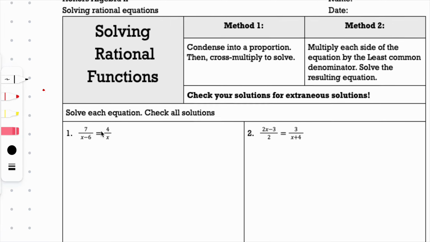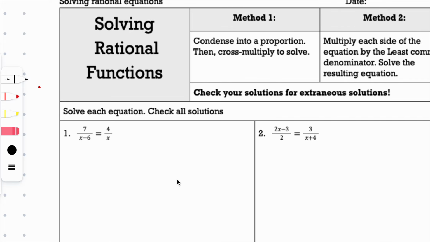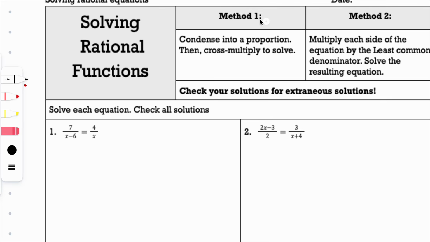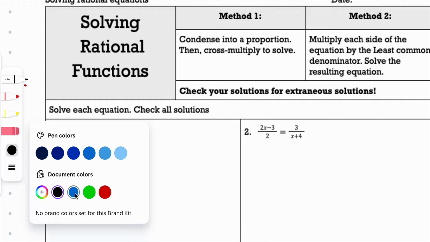Okay, so let's start with question 1. So we have 7 over x minus 6 equals 4 over x. And so how I'm going to decide whether I want to use method 1 or method 2 is based off of our denominators. So I'm going to look, is it going to be relatively easy to find a least common multiple between x minus 6 and x? Well, we'd probably have to multiply the two, and that would get somewhat messy, so it's just easier to cross multiply.